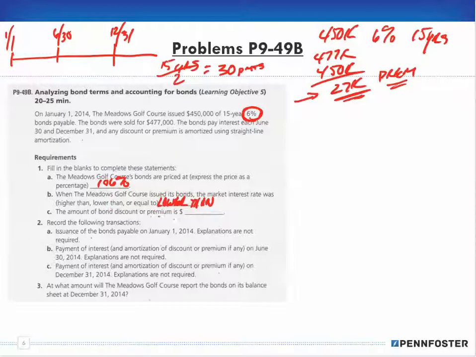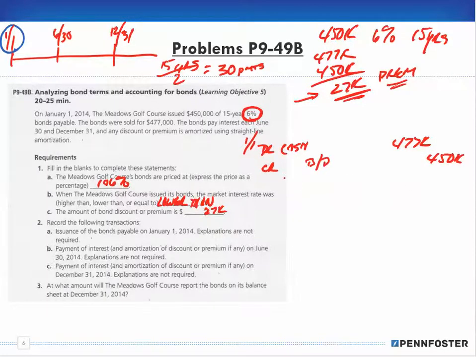So C, the amount of the bond discount or premium is the $27,000, which we calculated. Now record the following transactions. We're issuing the bond on January 1st. Explanations are not required. This should be relatively easy since you did this in other exercises and problems. We're going to debit cash for the $477,000 because that's what we're getting, and then credit what we're going to owe 15 years from now, which is the bond payable of $450,000. The difference, since debits have to equal credits, is the premium on bond payable of $27,000.